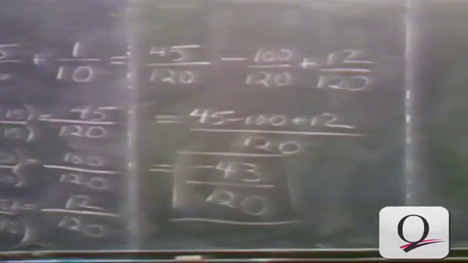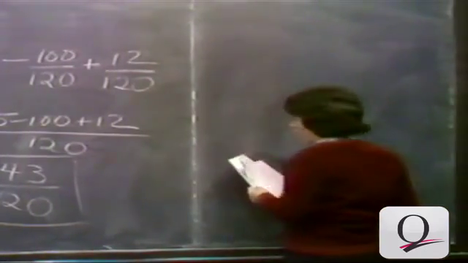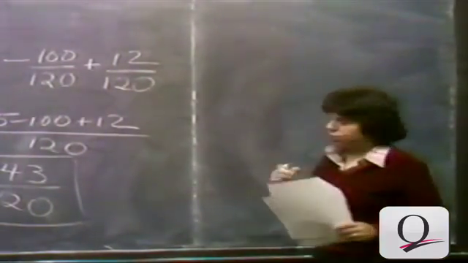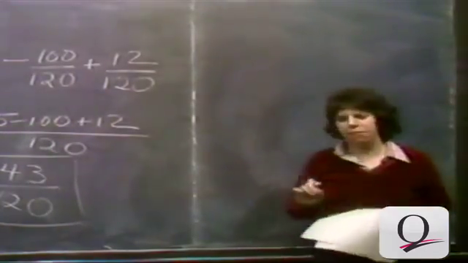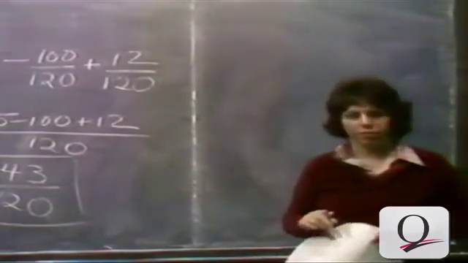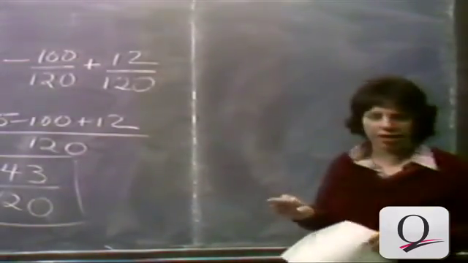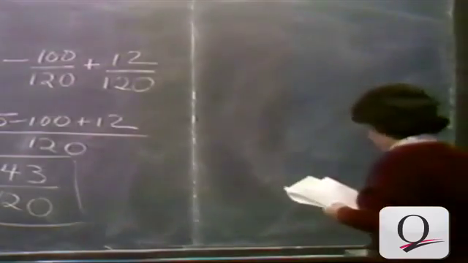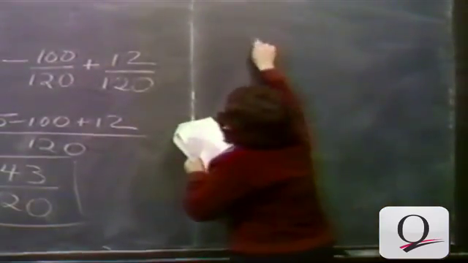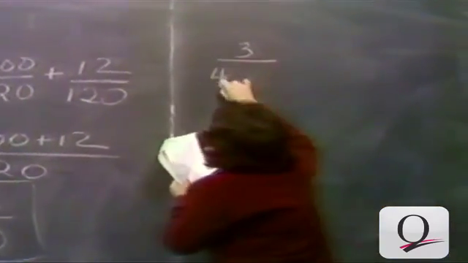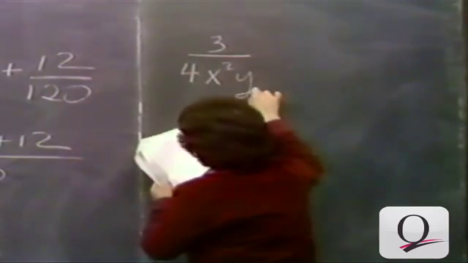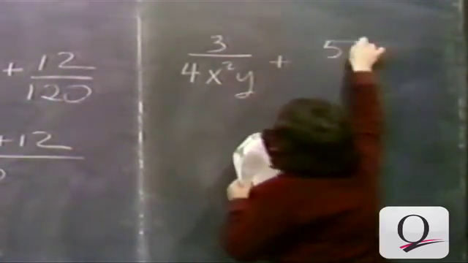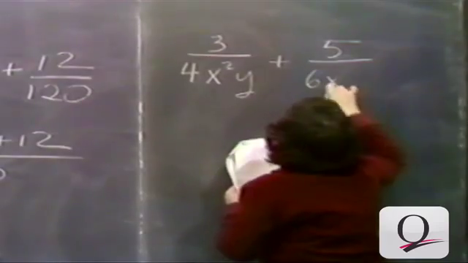Okay, let's try another problem. Now we're going to add and subtract fractions that don't have the same denominator and which involve variables. So far we're sticking with arithmetic fractions. Now algebraic fractions. Let's try 3 over 4x squared y plus 5 over 6xy.